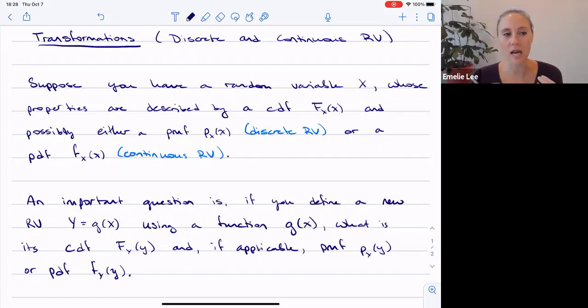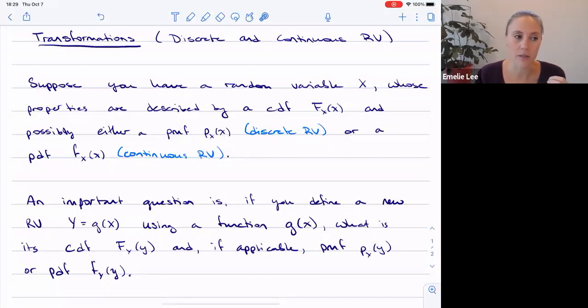Basically, we're taking one random variable x, and we're going to transform it using some function into a new random variable y. Here I wrote, suppose you have a random variable x whose properties are described by a CDF, which we denote by a capital F, and we need to highlight that this is for x, so F_X. And possibly either a PMF, probability mass function, for a discrete random variable, which we denote by lowercase p_X of x, or a PDF if you have a continuous random variable, the probability density function, which we denote by f_X of x.